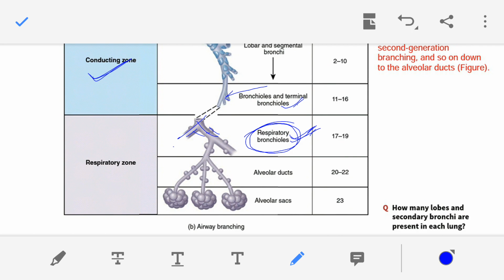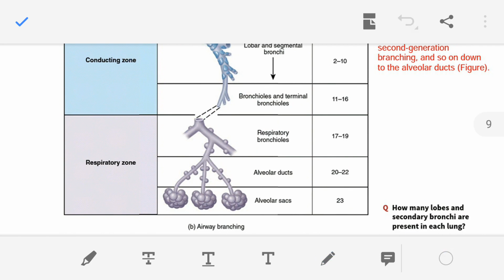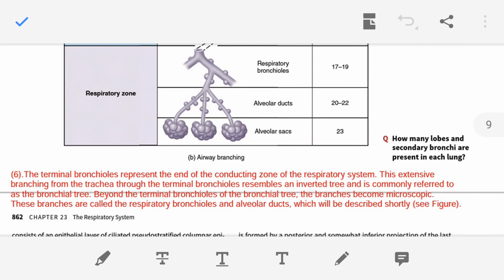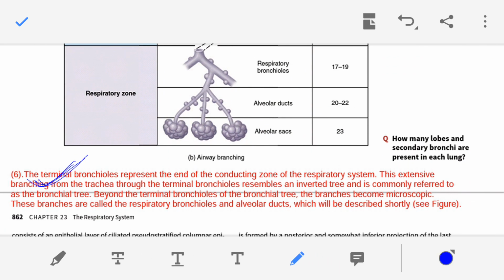And from this respiratory bronchiole, still small minute bronchioles are arising, and as you can see, these are going inside the alveolar sac. So these are known as the alveolar ducts. The alveolar ducts branch off from the respiratory bronchiole, and they are entering into the alveoli. So this is the sixth point of our discussion.